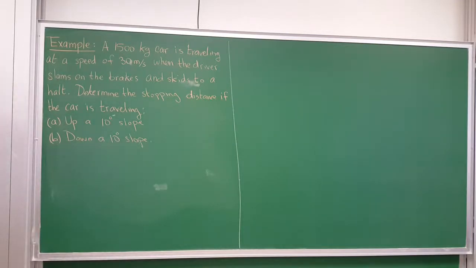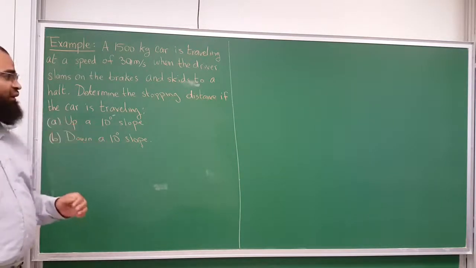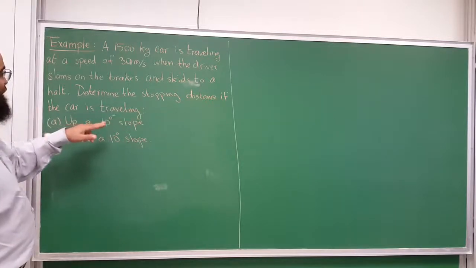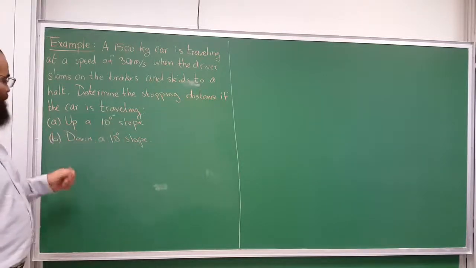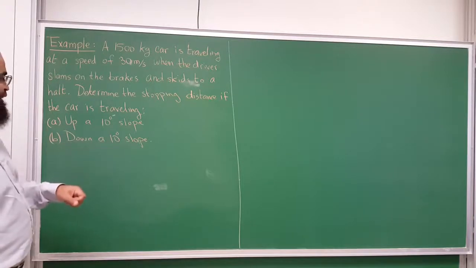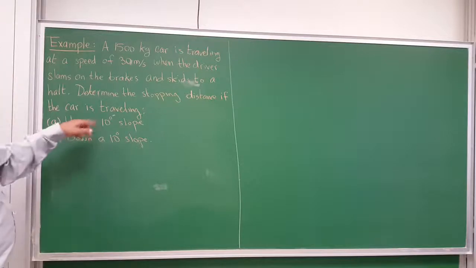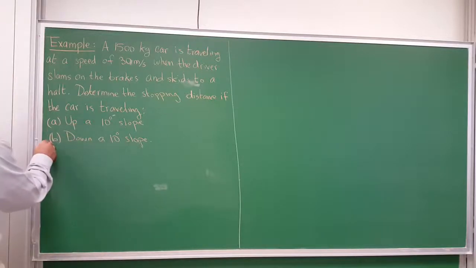And we'll assume the concrete is dry, so we can use kinetic friction, rubber and concrete. If it's dry, that's about 0.8. So the car skids to a halt. So now they would like us to calculate the stopping distance if the car is traveling A, up a 10-degree slope, B, down a 10-degree slope, and then we can add C if it's a level road. So let's do these 2 first, and then we will maybe consider C.